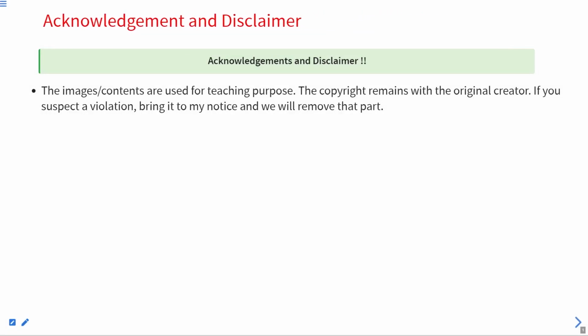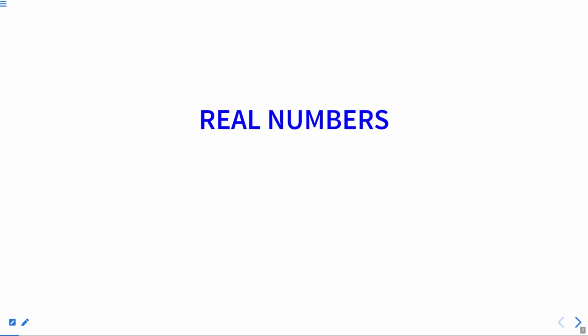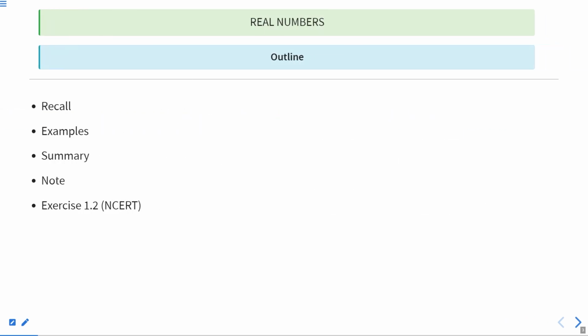So in today's lecture, we'll discuss recall, then we'll discuss some examples, then we'll discuss exercise 1.2 from NCERT class 10 books. Then we'll summarize whatever is covered in this lecture.